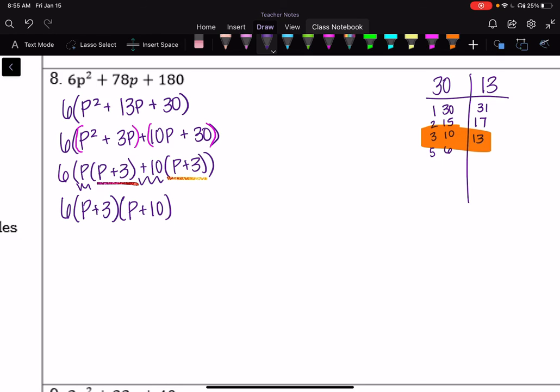Remember to not leave out your GCF as you continue your problem. It needs to stay out front because that's the only way to make your final answer equal to your initial problem. Without that 6, we couldn't get back to the original problem.